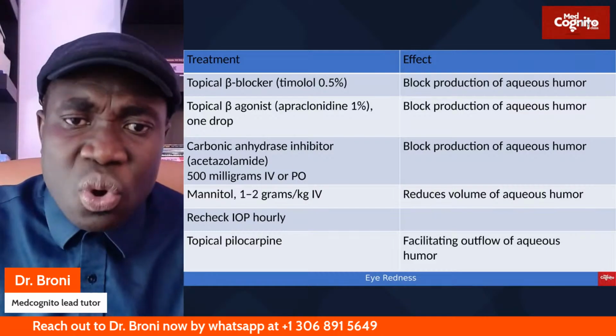Please, who can remind me? What is the normal intraocular pressure? Beautiful. 10 to 20 millimeters of mercury. And usually in a patient with acute angle-closure glaucoma, what level does the intraocular pressure get to? Normal intraocular pressure is 10 to 20 millimeters of mercury.